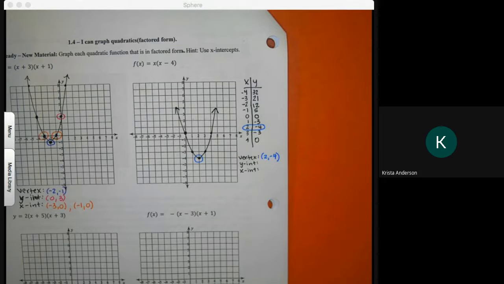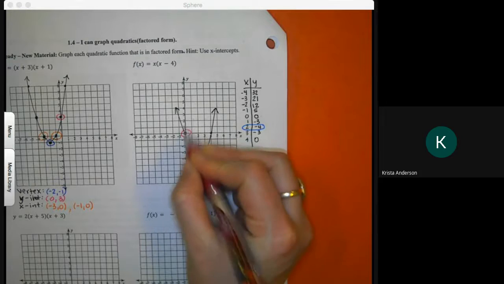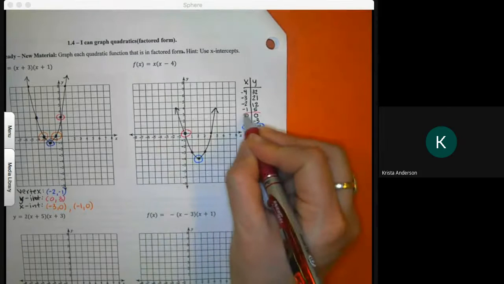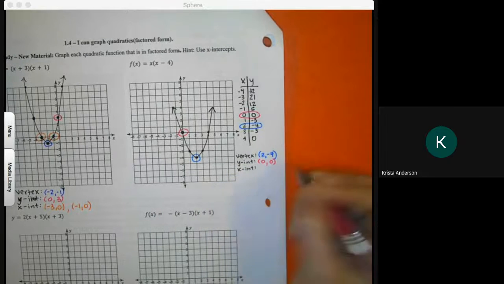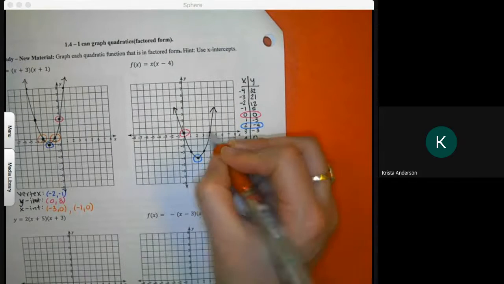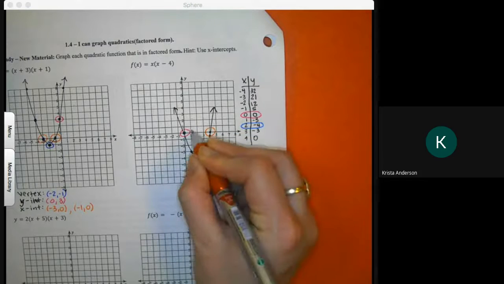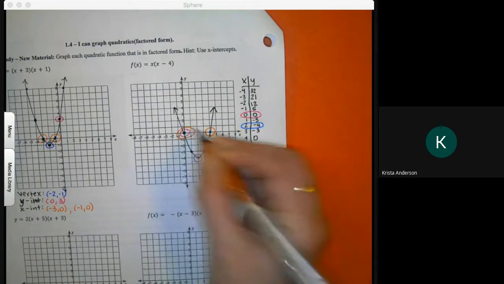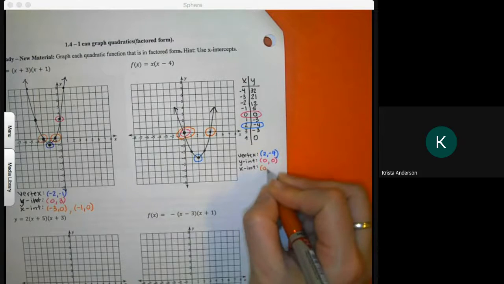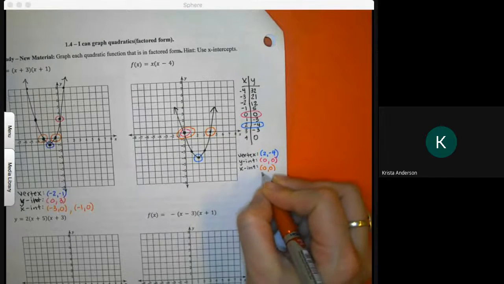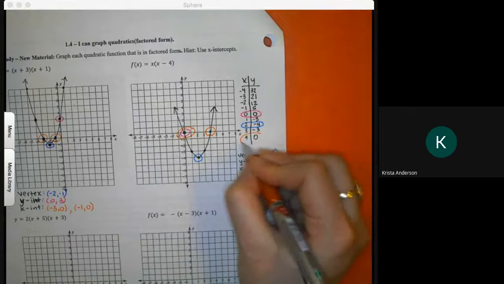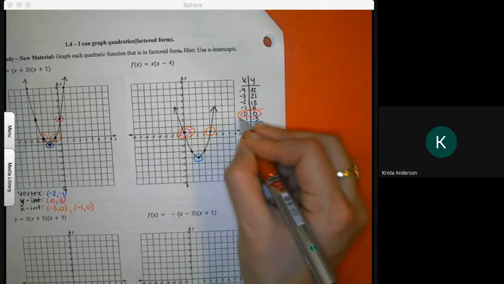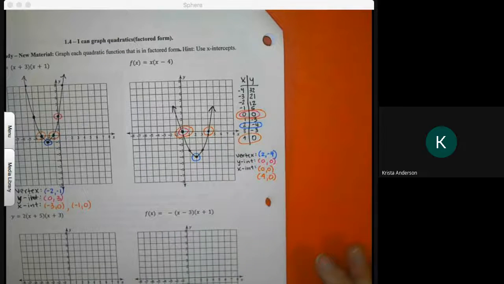What is the y-intercept? 0, 0. And my x-intercepts, guess what? There's an overlap. It will be at 0, 0, and 4, 0. Looks kind of weird.